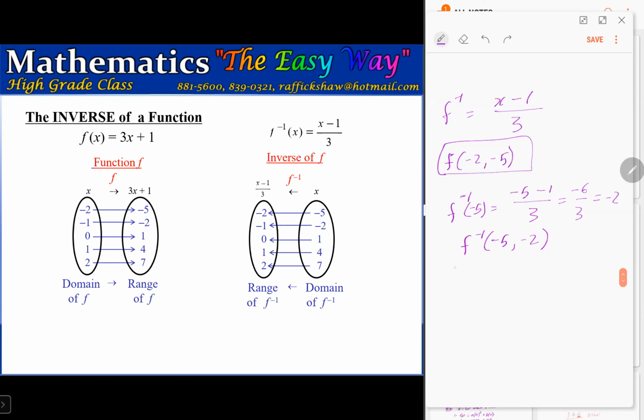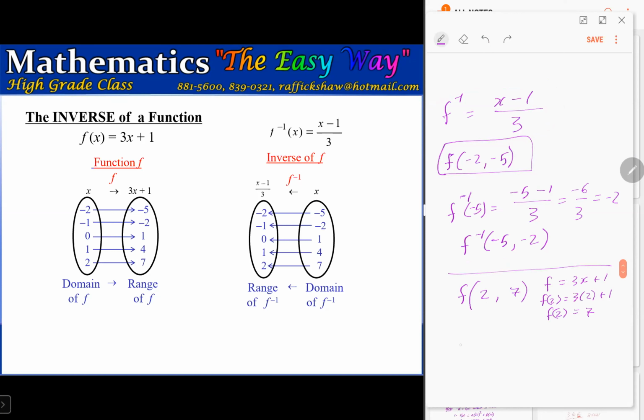Let's do another value. Let's look at the 2 and the 7. So the function mapped the 2 to the 7. Let's write how it did it. Because remember, the function was f of x equals 3x plus 1. So f of 2 was 3 times 2 plus 1. That's how f of 2 is equal to 7.